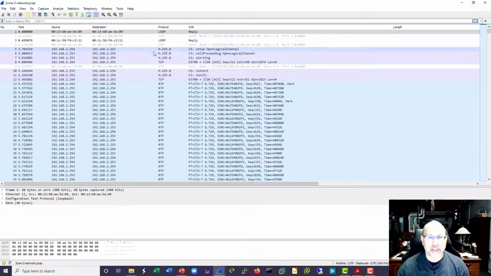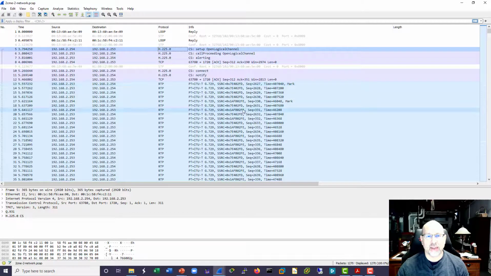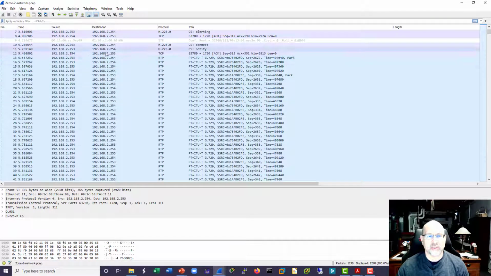And again, we see H.225 is the call setup. You know, what is the destination? What are we looking for? And then we've got the RTP stream, and this right here is the actual voice data. So three different implementations of H.323.